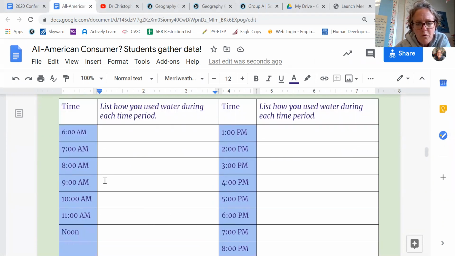If your writing takes up more space, the box will expand, and that's fine. Please do not write anything if you didn't use water from 2 to 3 o'clock. You don't have to write. I think it would mess things up to put too much in there.